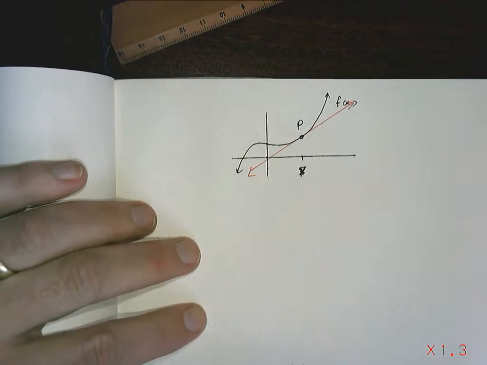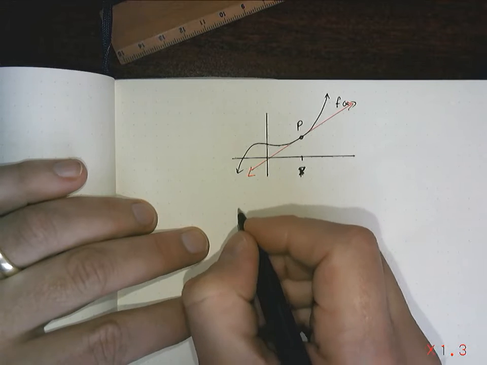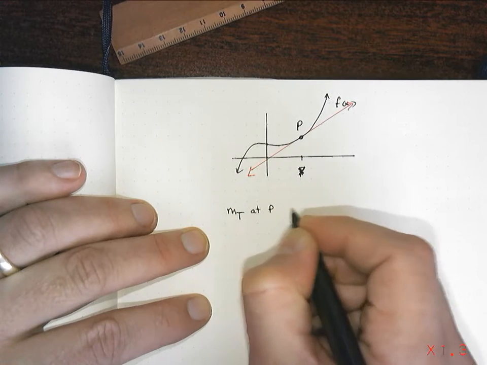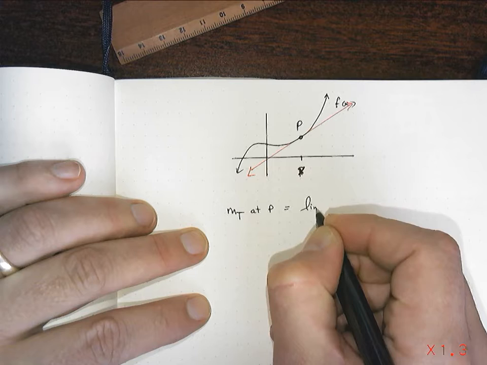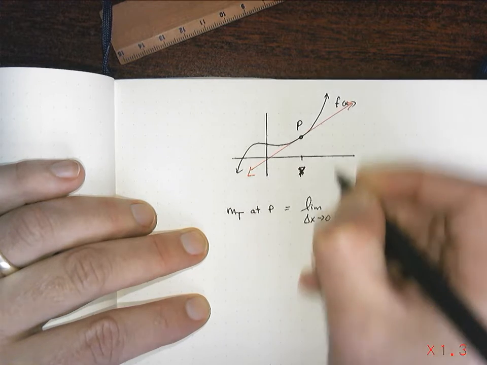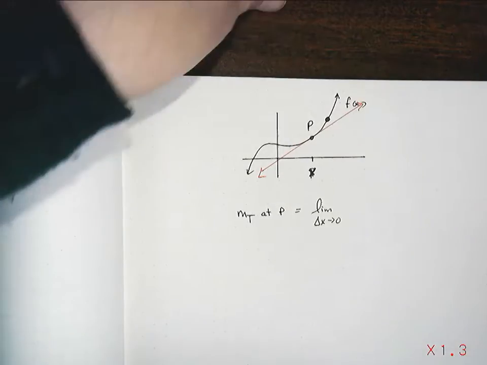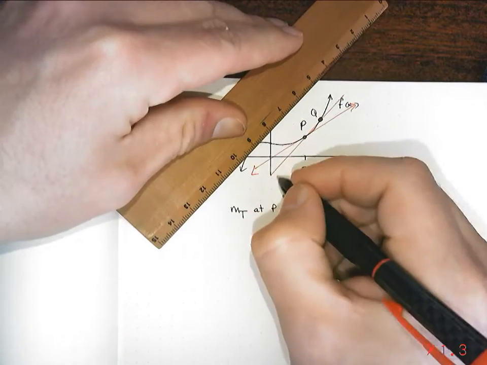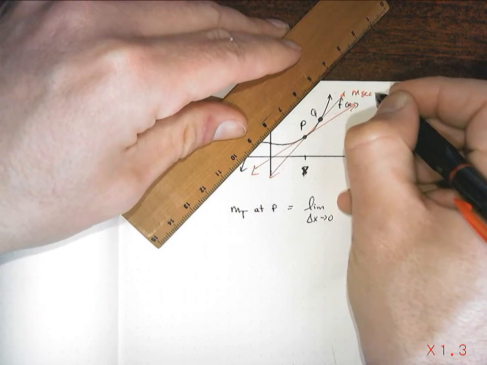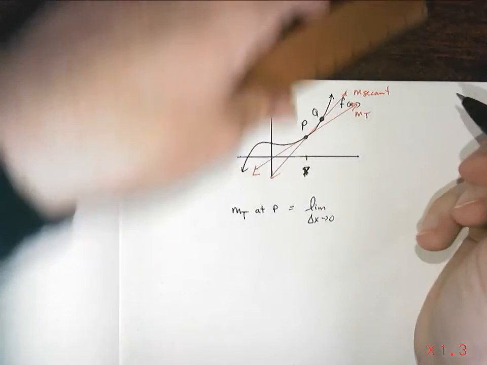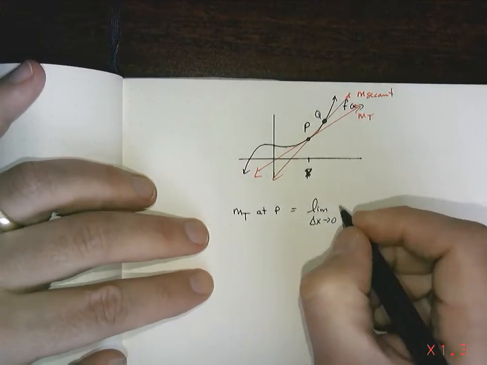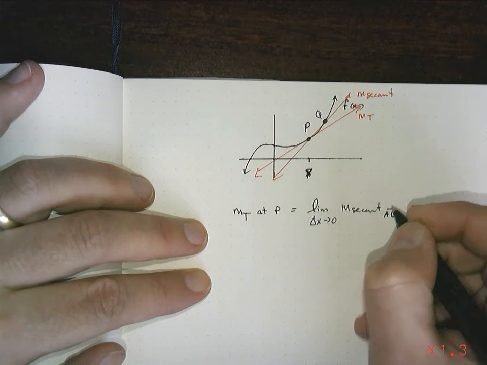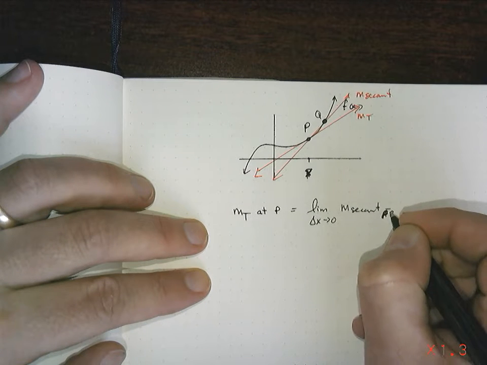By definition, the slope of the tangent at P, at this point P, is going to equal the limit of delta x approaching 0 of the secant, which will be between 2 points on the curve. That's the slope of the secant. This is the slope of the tangent that I want. So it's going to be the limit of the slope of the secant PQ.